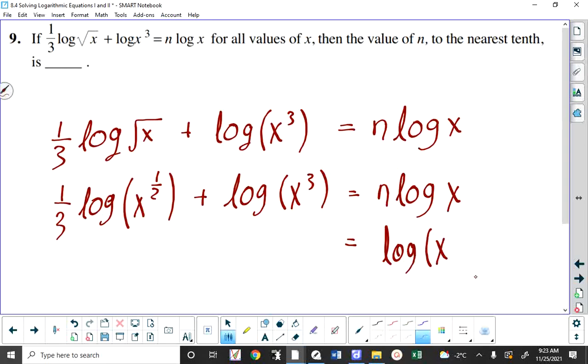You could certainly have moved that n up top in the second line, but I didn't for some reason. We have to move the exponents up top, the coefficients up top as exponents of the argument, because our goal is to get a single log equals a single log.